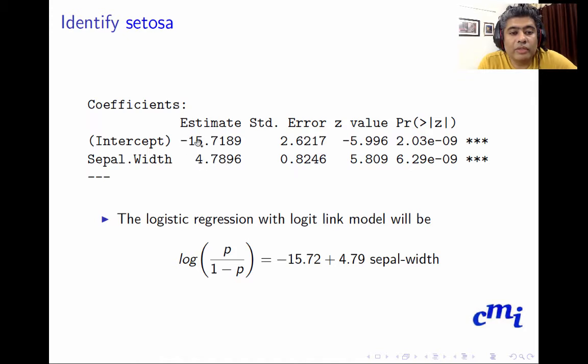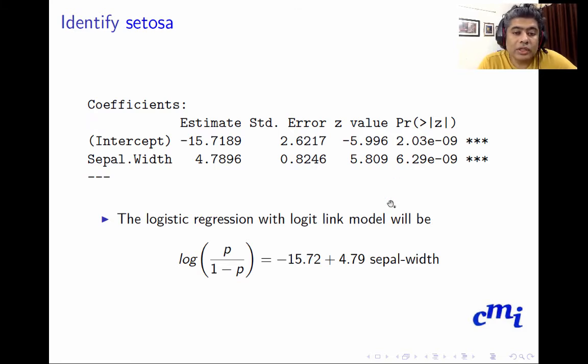The coefficient beta naught is negative 15.72189. Beta 1 is 4.7896. This is the standard error. If you divide the estimate by the standard error, you will get the z value. If you divide 4.7896 by 0.8246, you will get 5.809, and then p-values are computed exactly the same way we did for the simple linear regression model.